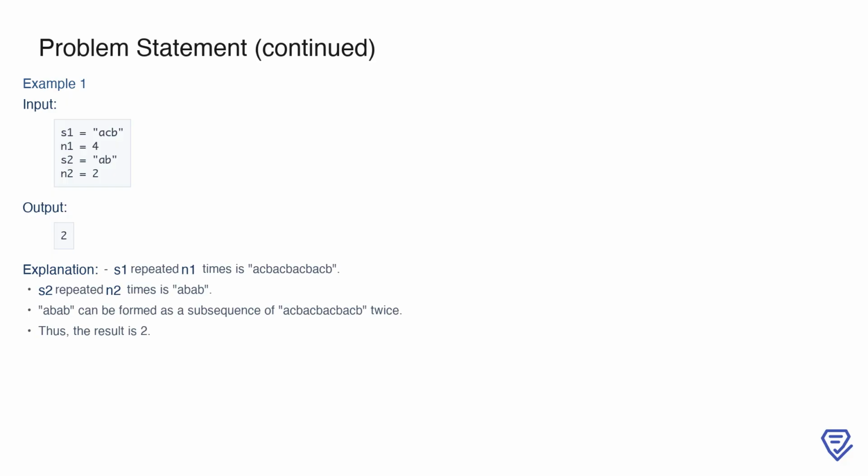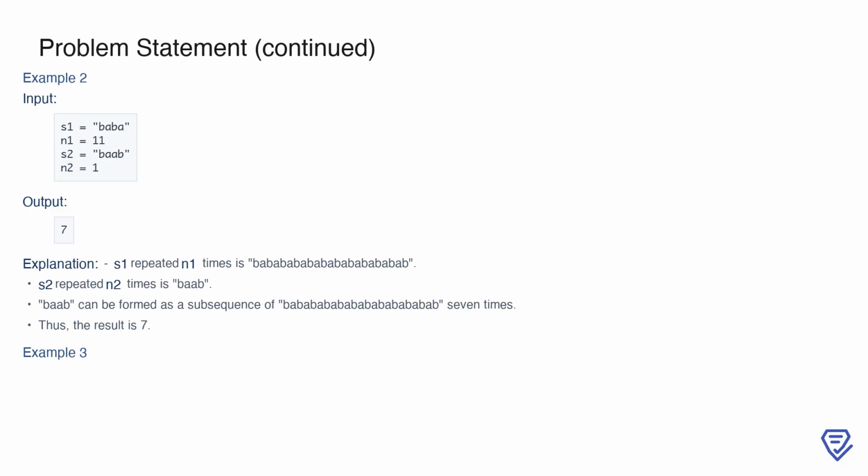To clarify the problem further, consider this example. Suppose s1 is ACB, n1 is 4, s2 is AB, and n2 is 2. When s1 is repeated n1 times, we get the string ACBACBACBACB. Similarly, when s2 is repeated n2 times, we get ABAB. The task is to determine how many times ABAB can be formed as a subsequence within ACBACBACBACB. By analyzing the sequences, we can see that ABAB can be constructed twice as a subsequence. Therefore, the output for this example is 2.